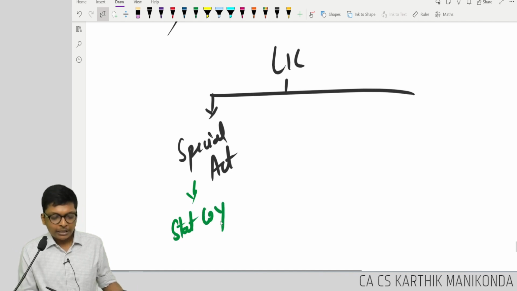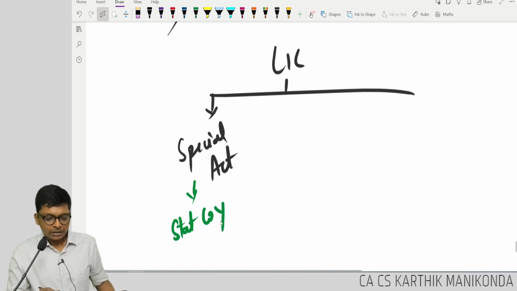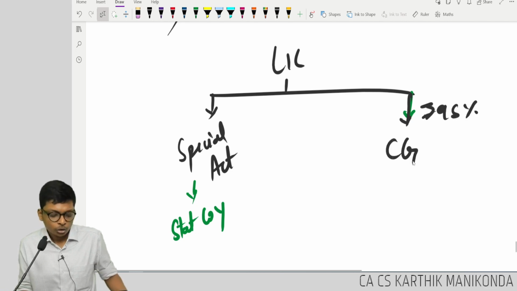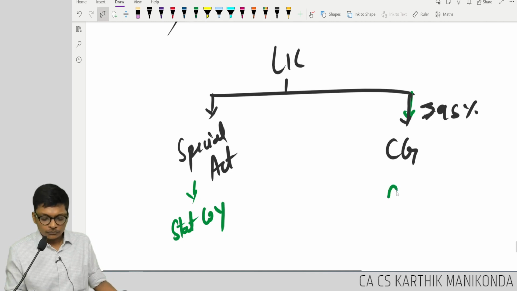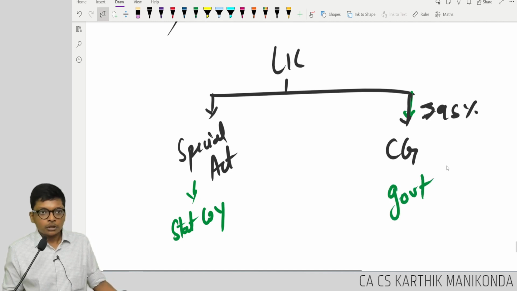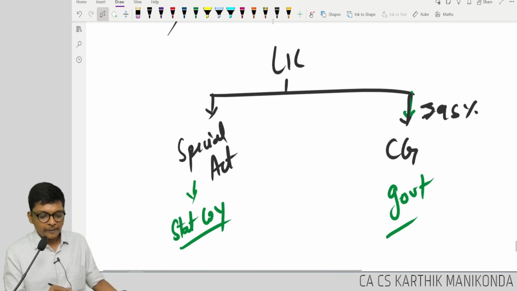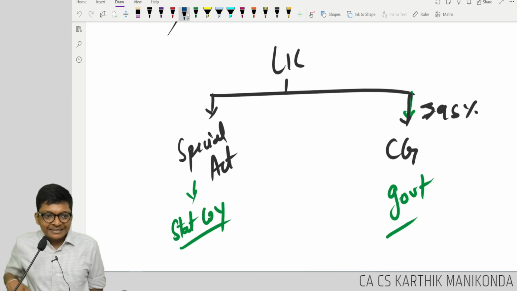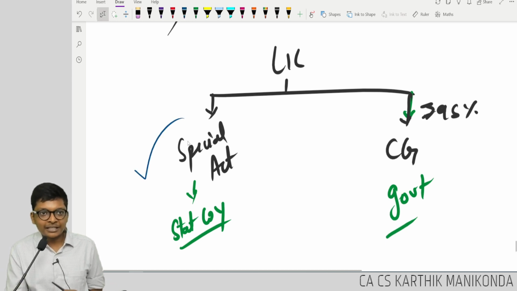Statutory company. Yes or no, guys? Loudly. In LIC, approximately 95% of LIC shares is with the government. So what company is it? Now LIC is statutory company or government company? Are you following? It meets the definition of statutory and also meets definition of government company.